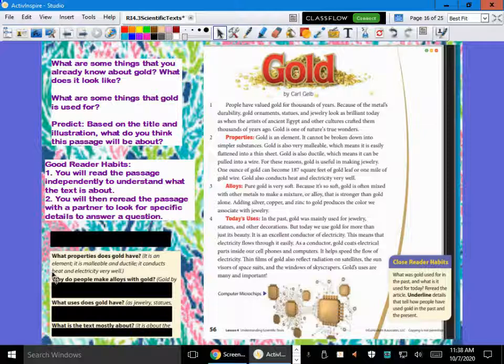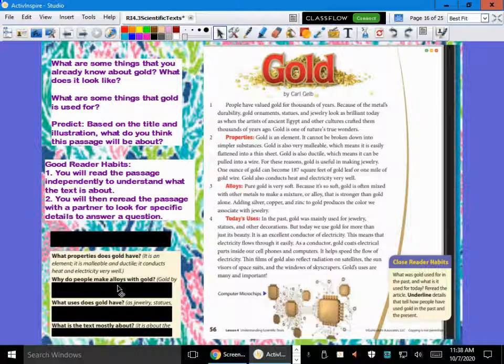Well, we know it's an element. We read that. It's also malleable and ductile, which means it can be folded, banged out to a thin sheet, but also can be put into a wire. We also know it's a good conductor of electricity. That's great. Why do people make alloys with gold?